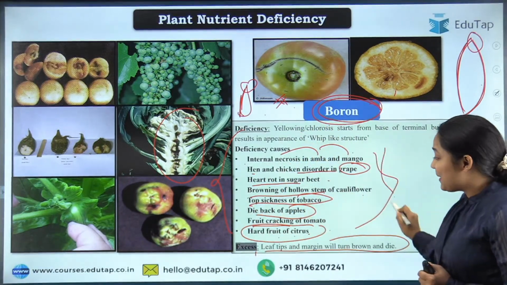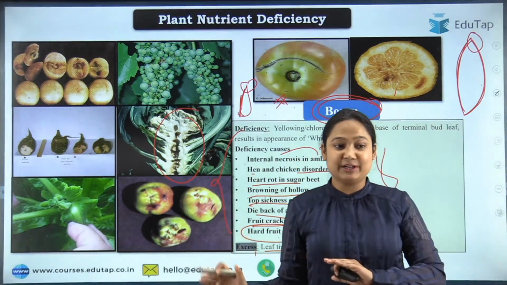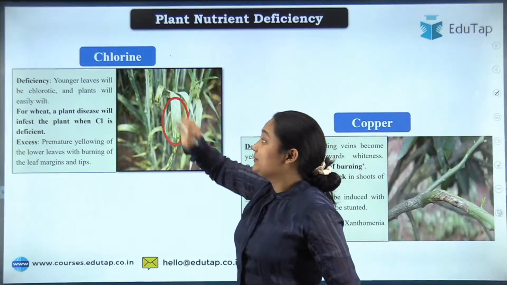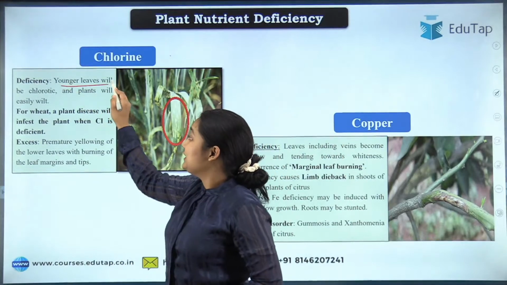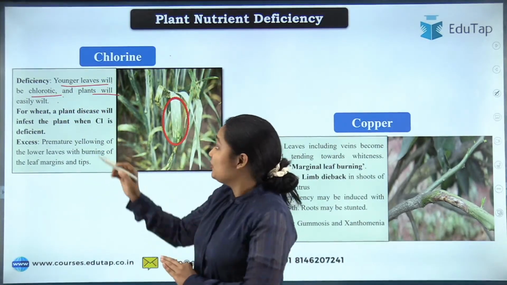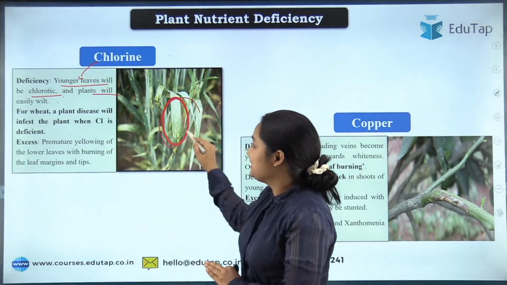Again, this part is very important for your NABARD examination. Now let's move to the other nutrient deficiency, that caused by chlorine. For chlorine, you can see what happens. Younger leaves will be chlorotic and the plant will easily wilt. So it affects the younger leaves. First of all, they will easily wilt.